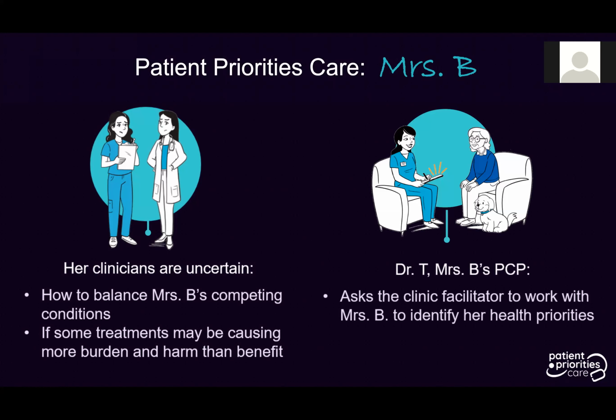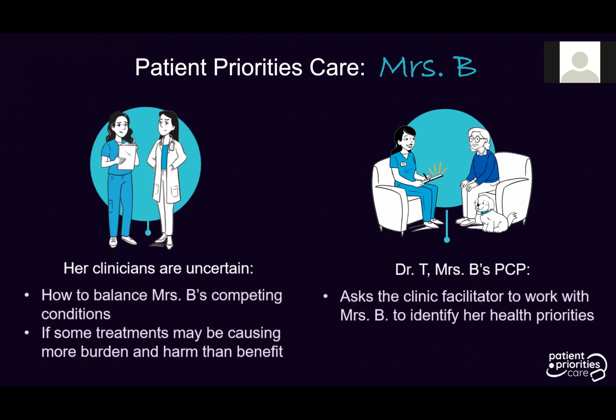For example, the NSAIDs that produced the GI bleed in her hospital stay. Given the general frustration and not really being sure about how best to approach her care, and these recent adverse events that she's had, Mrs. B's primary clinician, which is now probably one of you, asked her nurse to help do this process of identifying her priorities so that we can align her care so that it's more consistent with her priorities.